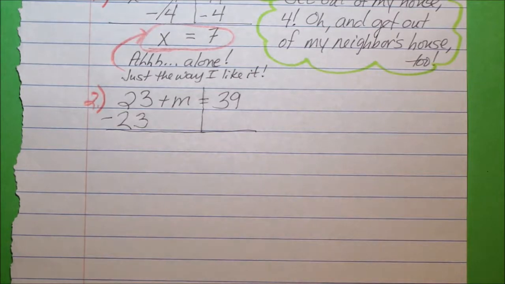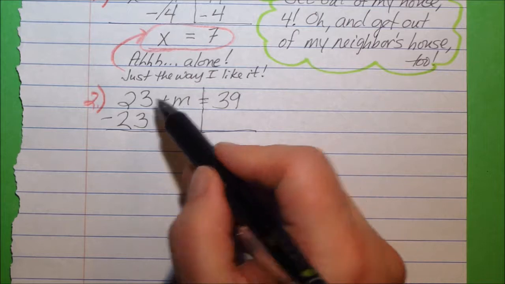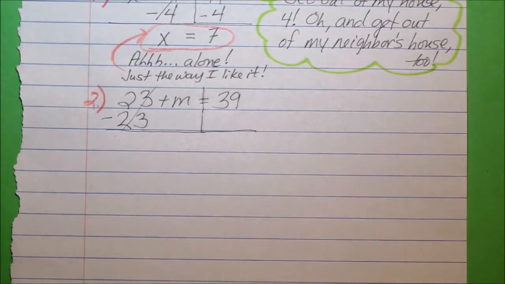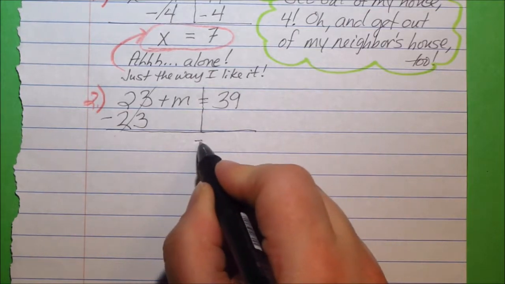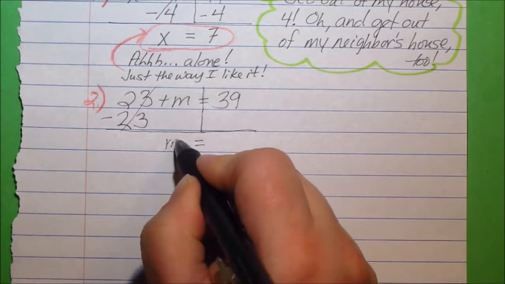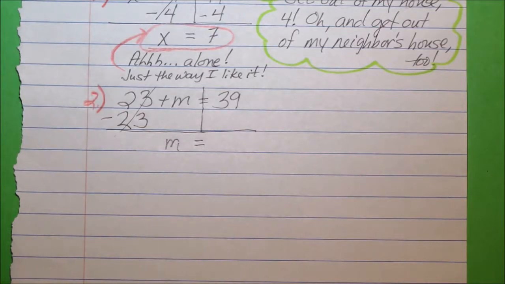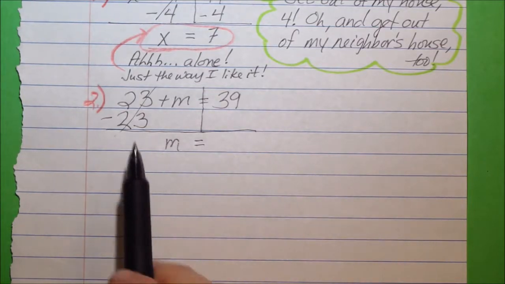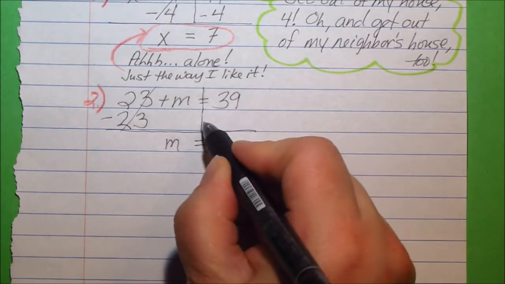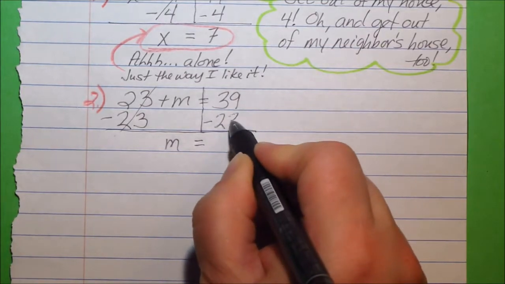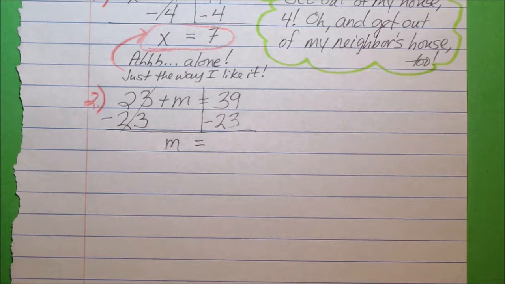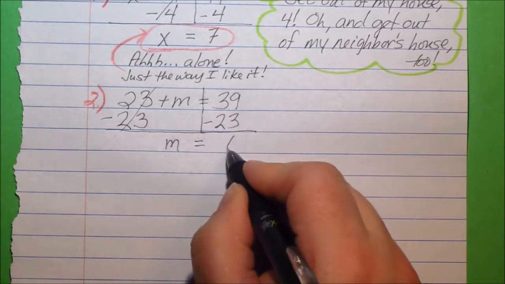23 minus 23 is 0, correct? And so that means we evicted 23. It's gone. Keep the equal signs lined up. M is now in its house, all nice and happy, all alone. But what we do to one side, we must do to the other. So now we have to subtract 23 from the other side. 9 minus 3 is 6.